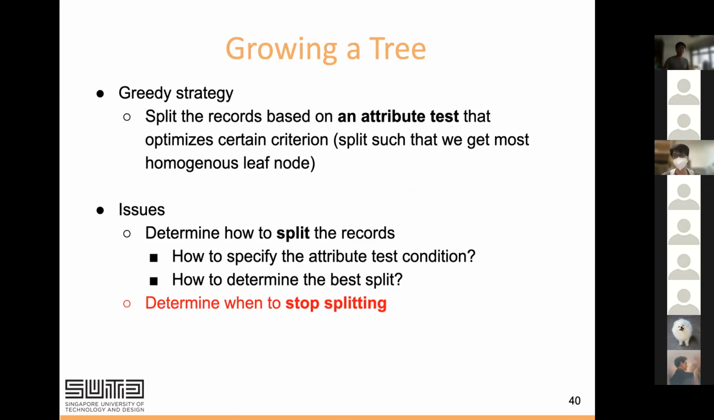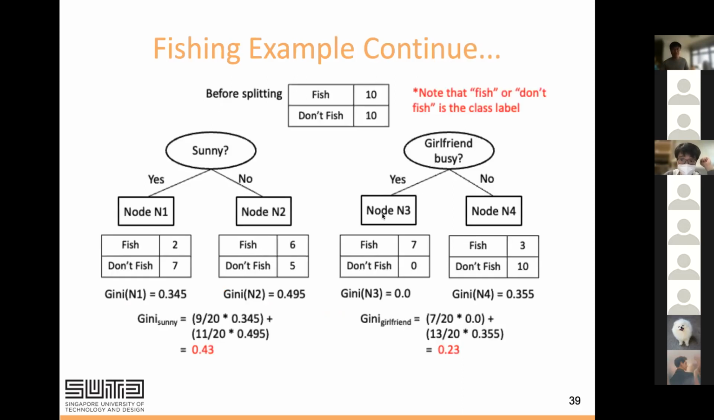Now we have to talk about the last part, then we'll go to the hands-on session. The last part here is how do we actually determine when to stop splitting the trees. I'm sure you have spotted that once I make a decision here, like if the girlfriend is busy, yes, then obviously all the records here belong to the same class.